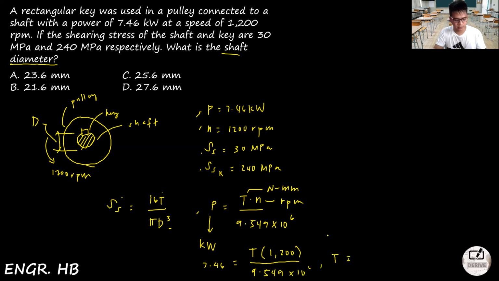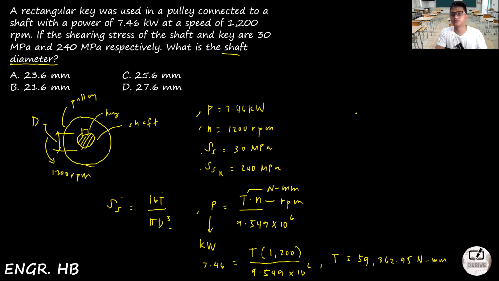So our torque here will become 7.46 times 9.549 times 10 raised to 6 divided by 1,200. So we have a torque of 59,362.95 Newton mm. Expect that the torque is not as large as in the previous samples because we have a small power, which is only 7.46 kilowatts. So now we have the torque. We can get the diameter here given the stress.